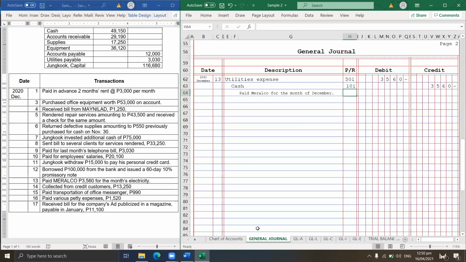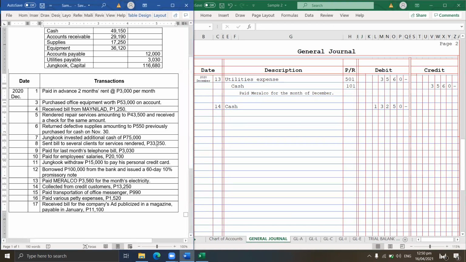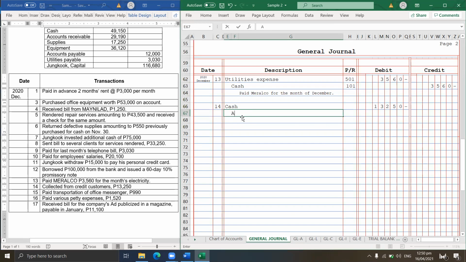So entryhan na po natin. So on December 14, no? So we debit cash, okay? We have collected 13,250. So bali partial collection lang yan kasi yung mga pautang natin is around 33,250, no? Halos mahigit pa diyan. And then we credit our accounts receivable. Okay? So that will be 13,250. Okay? So short explanation, collected from credit customer. So pwede nyo kopyahin na lang yung sa transaction, no? Tanggalin nyo yung amount para hindi na kayo mag-isip ng ibang description.